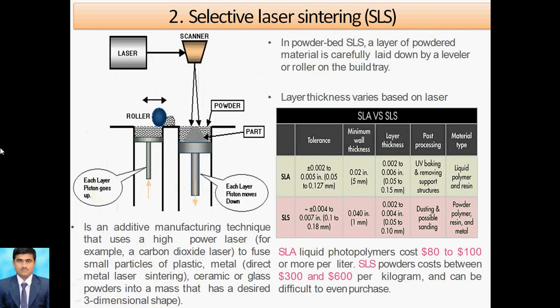Now we move to the next method, selective laser sintering, that is called SLS. Here in the powder bed SLS, a layer of powder material is carefully laid down by a leveler or roller on the build tray.